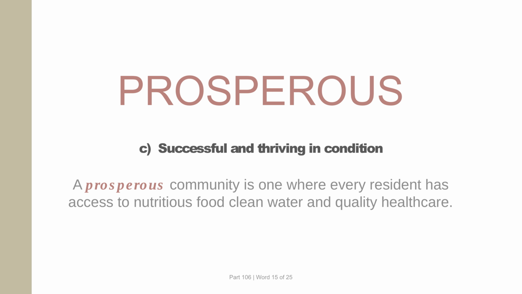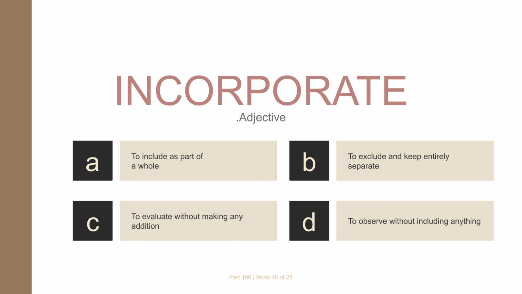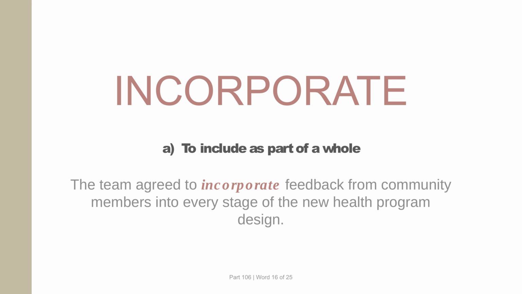Question 16. What is the meaning of incorporate? Option A: to include as part of a whole. Option B: to exclude and keep entirely separate. Option C: to evaluate without making any addition. Option D: to observe without including anything. Correct answer: Option A. The correct meaning of incorporate is to include as part of a whole. Example: the team agreed to incorporate feedback from community members into every stage of the new health program design.